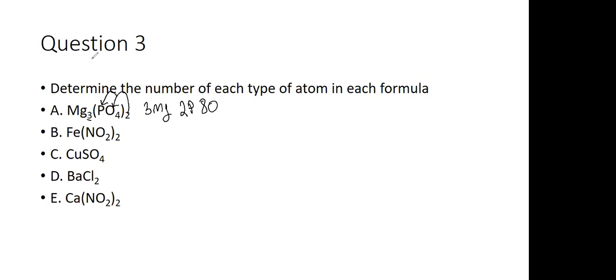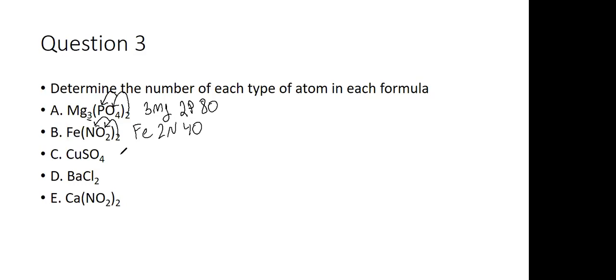So hopefully you had some time to get a couple of them done. So let's take a look at this. So Fe(NO2)2. So one Fe, because it's not in the parentheses, so it's not affected by this 2 on the outside. Distribute the 2: 2 nitrogens, 4 oxygens.